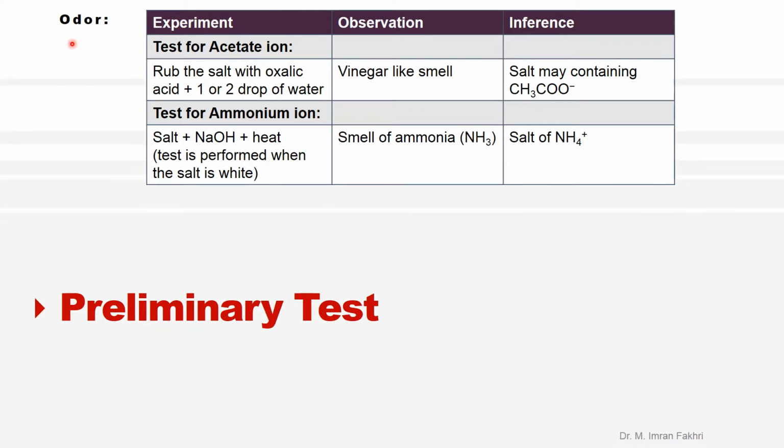For the observation of odor, we have to rub the salt with oxalic acid plus a few drops of water. If a vinegar-like smell is observed, then we can say the salt may contain the acetate ion. And when the salt is treated with dilute sodium hydroxide and heated for 4 to 5 minutes, if the smell of ammonia comes from the test tube or the flask, we may say that the salt contains the ammonium positive ion.